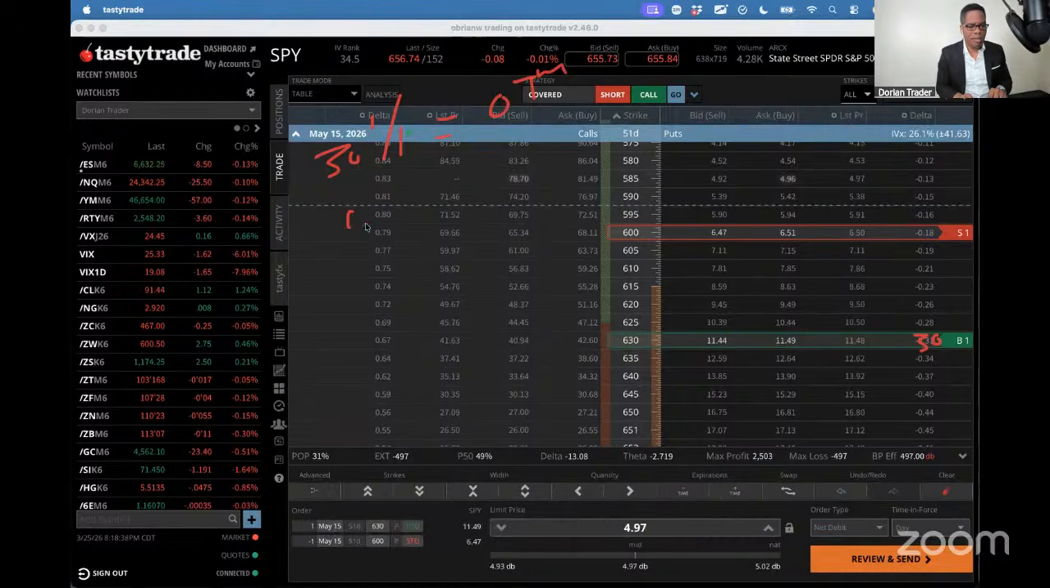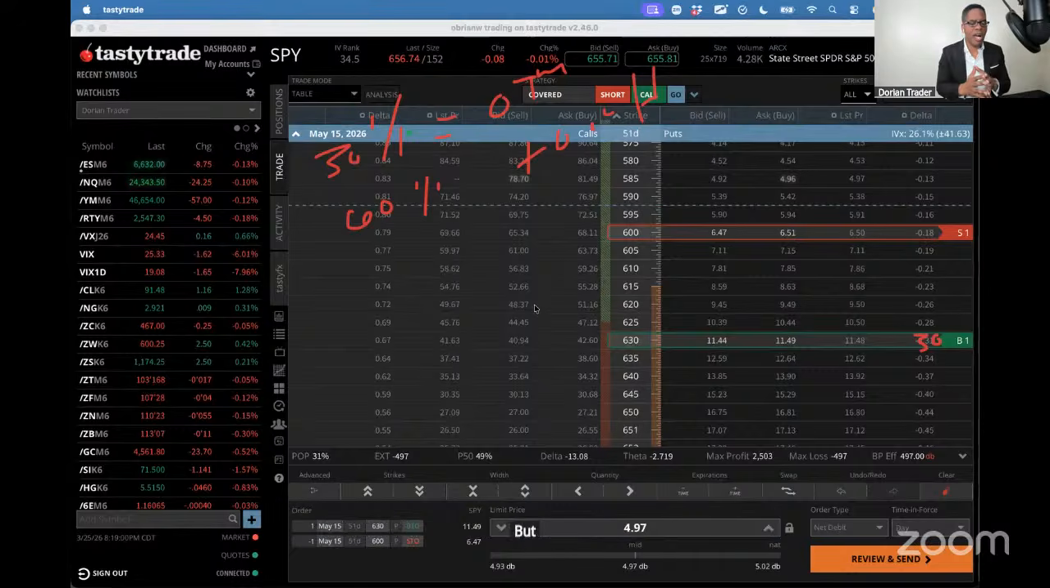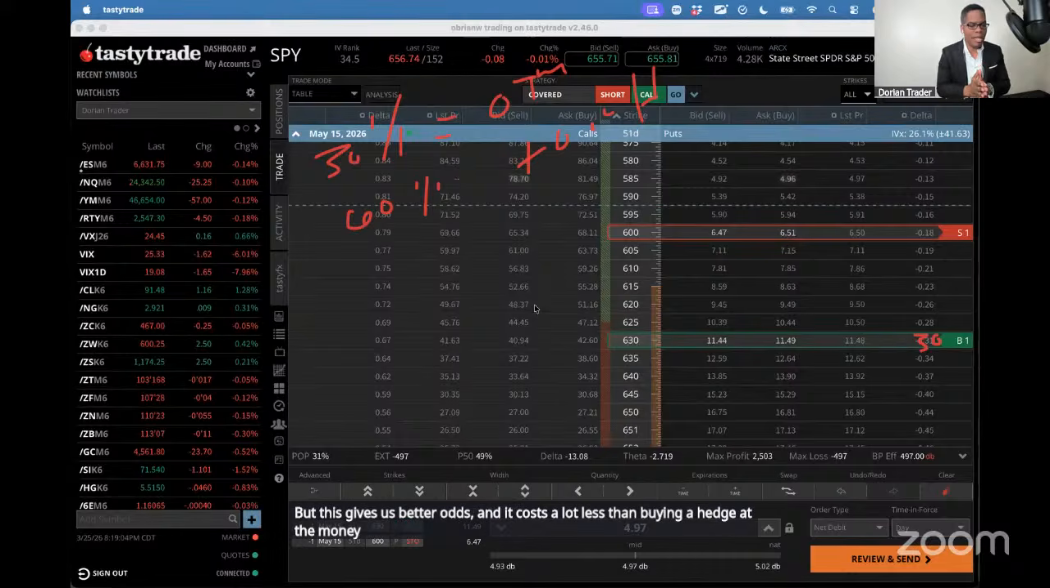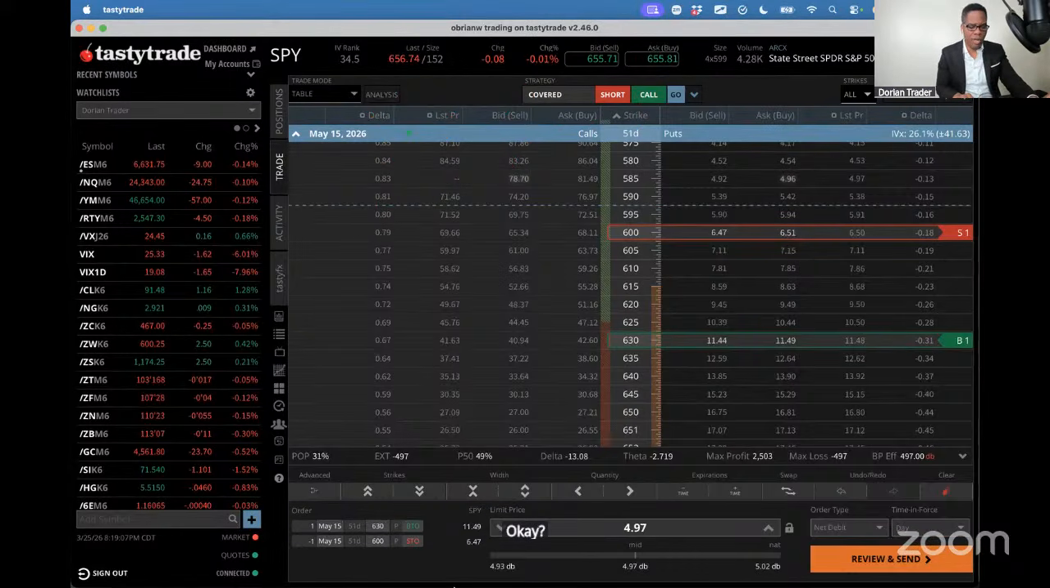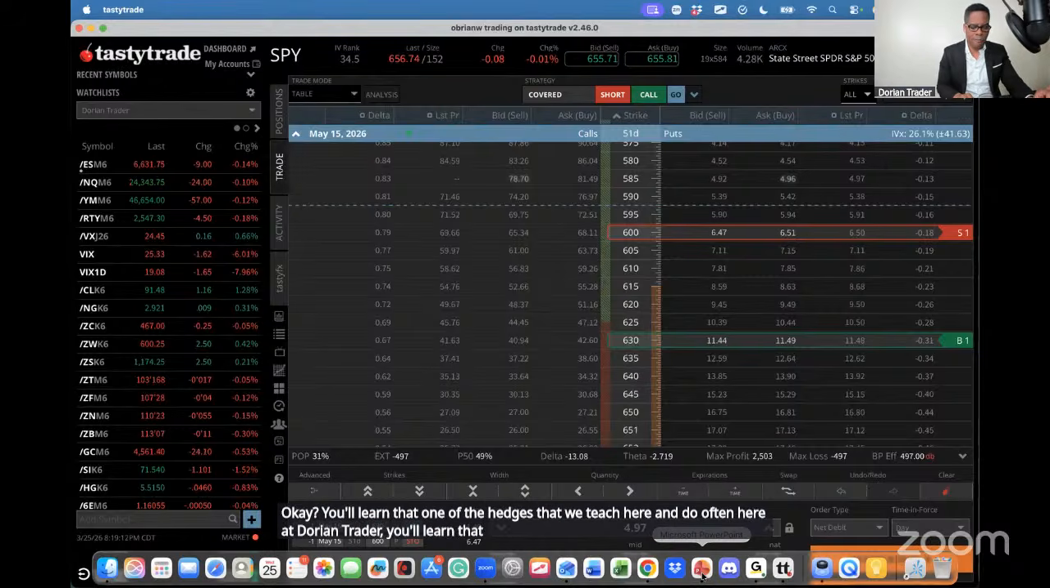But 60% of the time it's going to touch this strike price. So that gives us a chance to actually make money on our hedge and the trade we're trying to hedge. Even though we're not trying to make money on the hedge. The hedge is a hedge, right? But this gives us better odds and it costs a lot less than buying a hedge at the money or in the money. Okay? You'll learn that one of the hedges that we teach here and do often here at Dorian Trader, you'll learn that if you decide to join us.